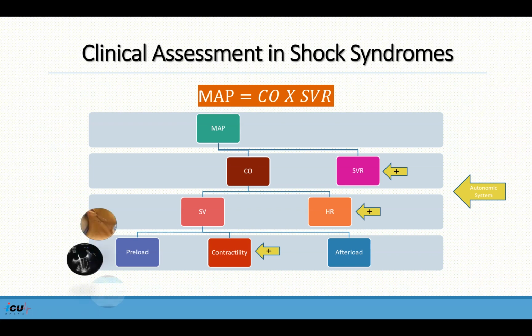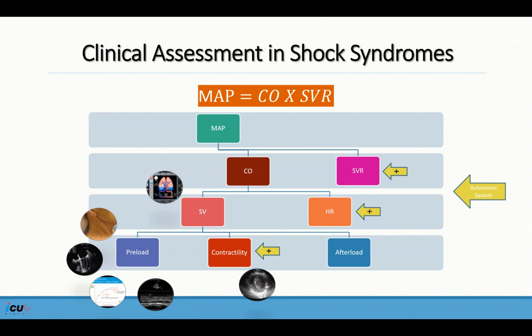So we can actually determine the state of the preload, or the volume status of the patient, with our clinical examination, with stroke volume variation. If we have the device suitable for that, we can look with the ultrasound at the diameter of the IVC or the IVC variability with the respiratory movements, and we can do echocardiography and measure the end diastolic volume. For contractility, we need to do echocardiography to assess the contractility of the cardiac muscle. And if we have any of those semi-invasive devices, or if we insert a Swan-Ganz, we can directly measure the stroke volume or the cardiac output for the patient.